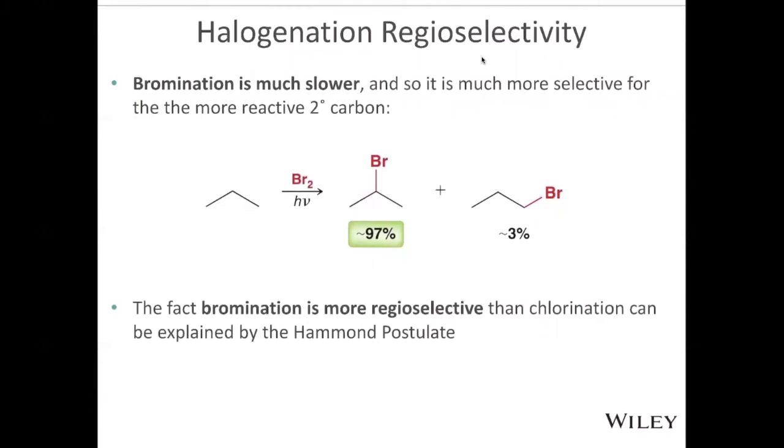Bromination, on the other hand, is much slower. So there's much more opportunity for it to be selective. Bromine is much more selective for that more stable secondary carbon radical. So bromination is much more regioselective, and it can be explained by the Hammond postulate.